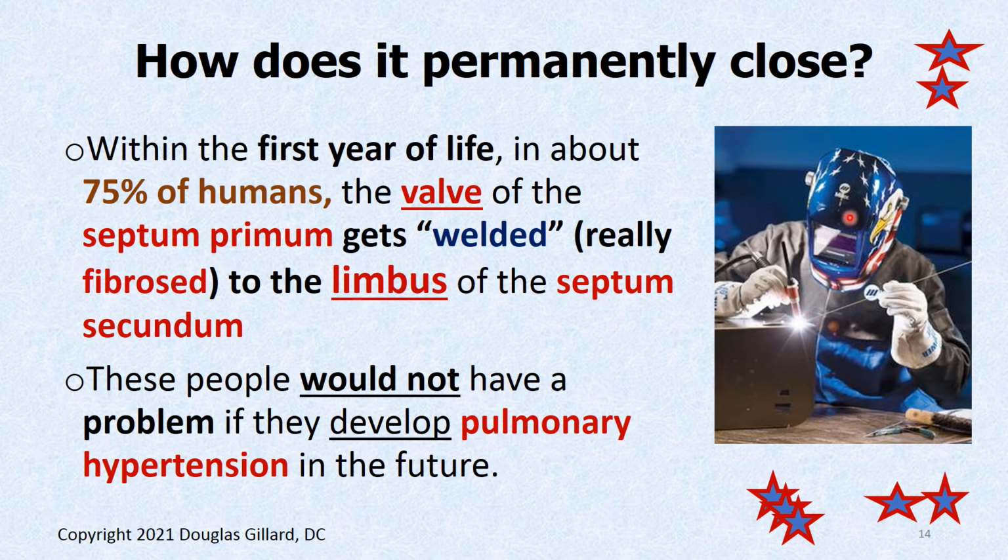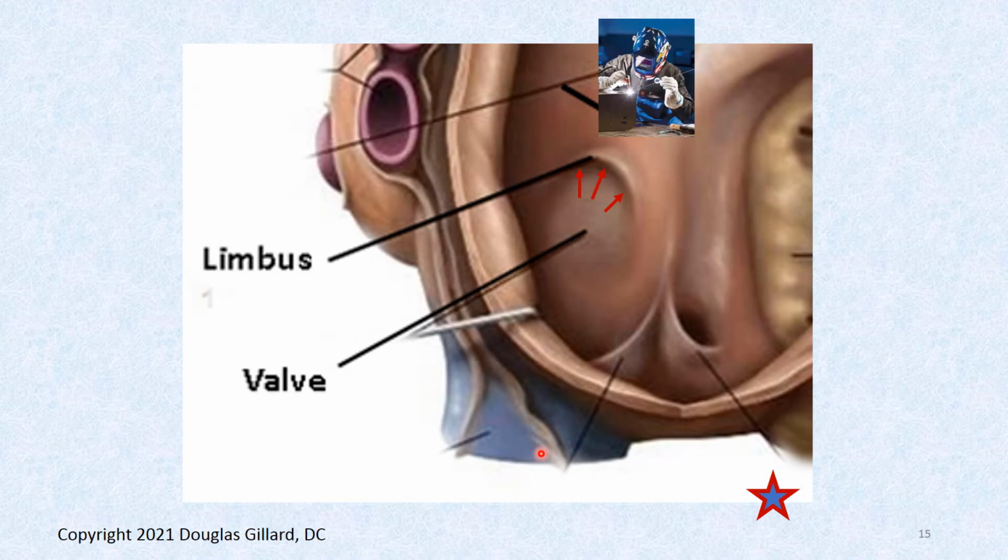Yeah, and these people would not have a problem. If they developed pulmonary hypertension, they're not going to have a problem because they have a closed fossa ovalis. But that other 25% can be in trouble if they develop pulmonary hypertension. Okay, there's just another picture of it.